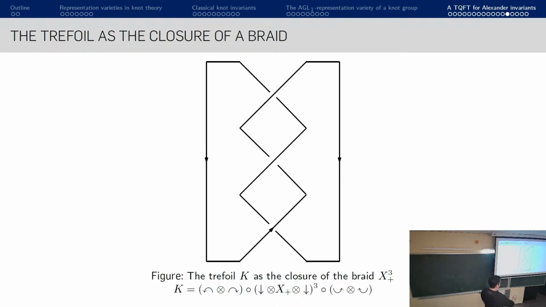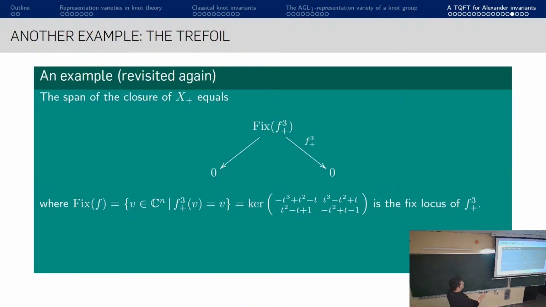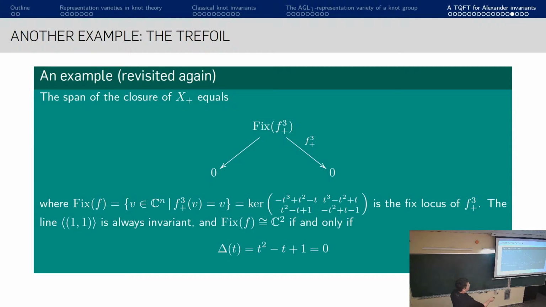And then since you have full control of the spans of those guys, you do it, and it's the fixed point set of that map. So when you take that matrix and compute the fixed point set, it is the kernel, the fixed locus of that map, the kernel of that matrix, which is the one from before, or there's a typo where it should be a T. And then the line generated by (1, 1) is always invariant, and then the dimension jumps if and only if, again, you get the Alexander polynomial, but now from an entirely different path.